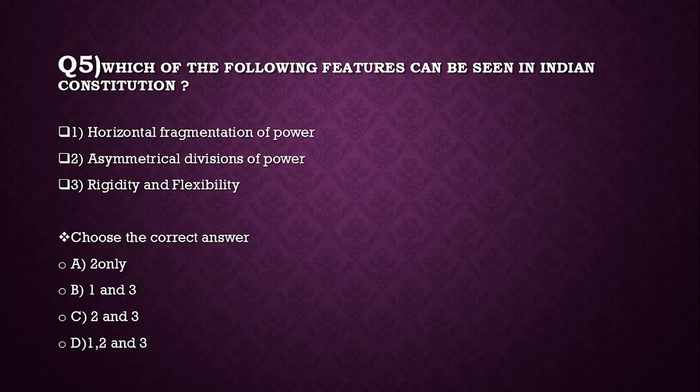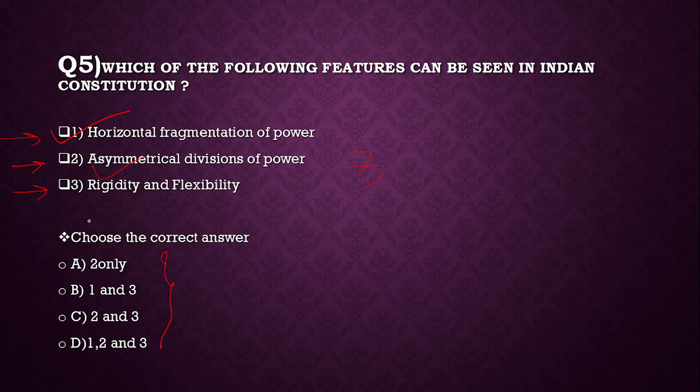Question number 5. Which of the following features can be seen in the Indian Constitution? Statement 1. Horizontal fragmentation of power. Statement 2. Asymmetrical divisions of power. Statement 3. Rigidity and flexibility. These are the options. See the statement 1. The horizontal fragmentation of power is provided in the Constitution through separate provisions for the legislature, executive and judiciary. So the statement 1 is correct. Statement 2. Asymmetrical division of powers is seen in the 7th schedule, emergency provisions, office of governor, etc. So the statement 2 is correct.